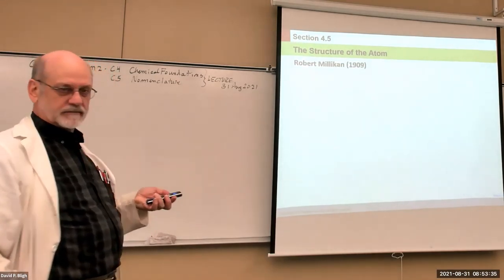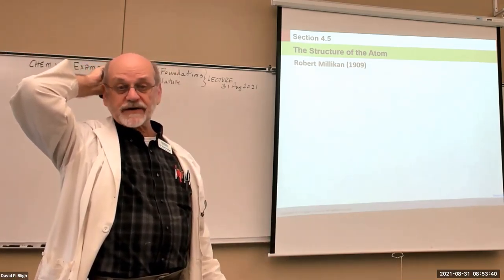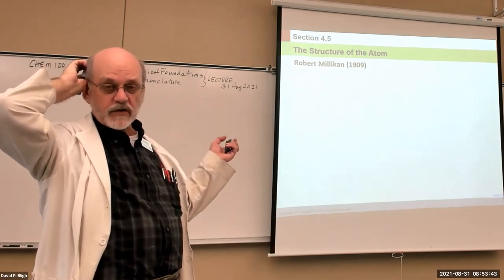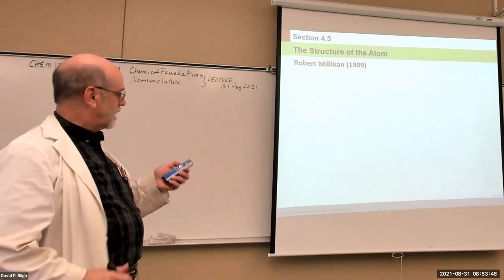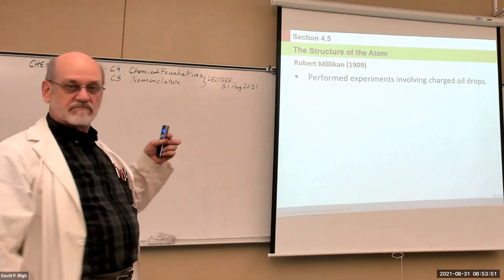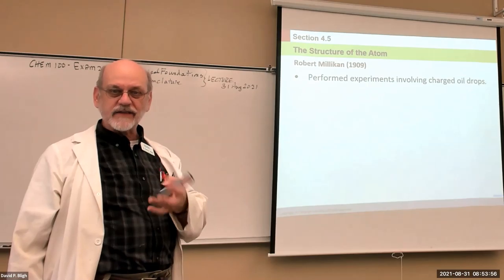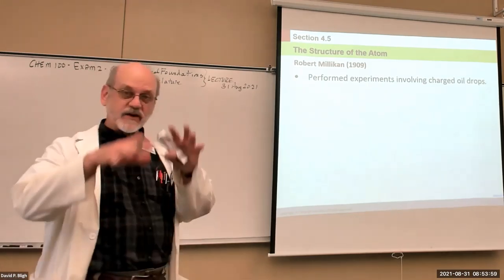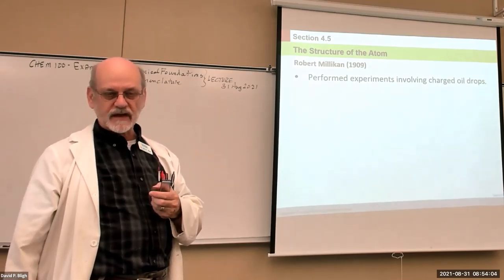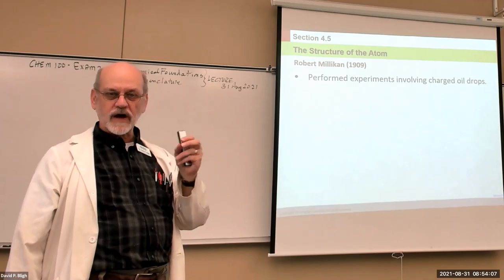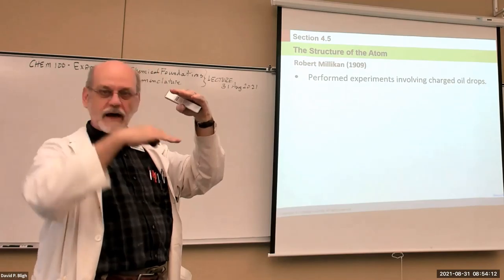Well, along comes Robert Millikan. He was an American scientist. At this time, he was working at the University of Chicago as a full professor. And he wanted to investigate this phenomenon, what this electron was. And he created an instrument, which was an evacuated chamber with sight glasses through it, so he could watch what was going on inside. And he created a fine mist of oil drops, and they drifted down through an electric field between the plates. There was a hole in the top of one of them.